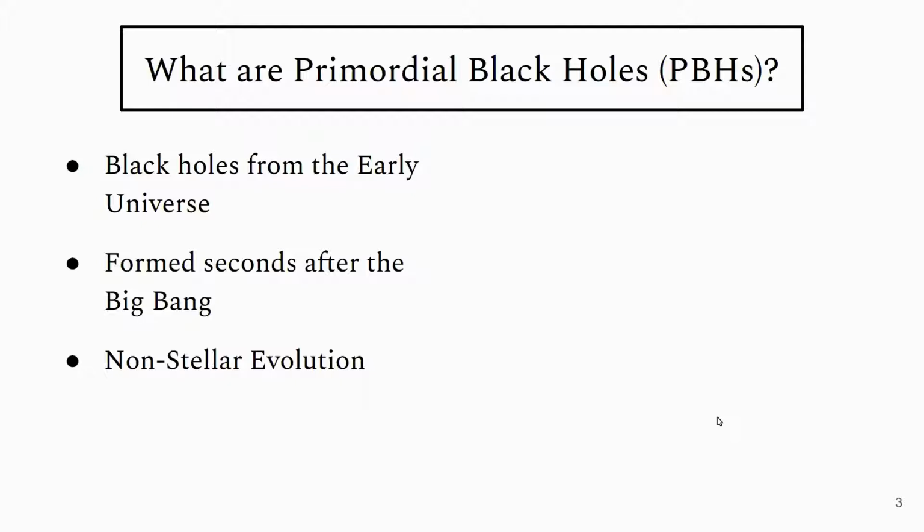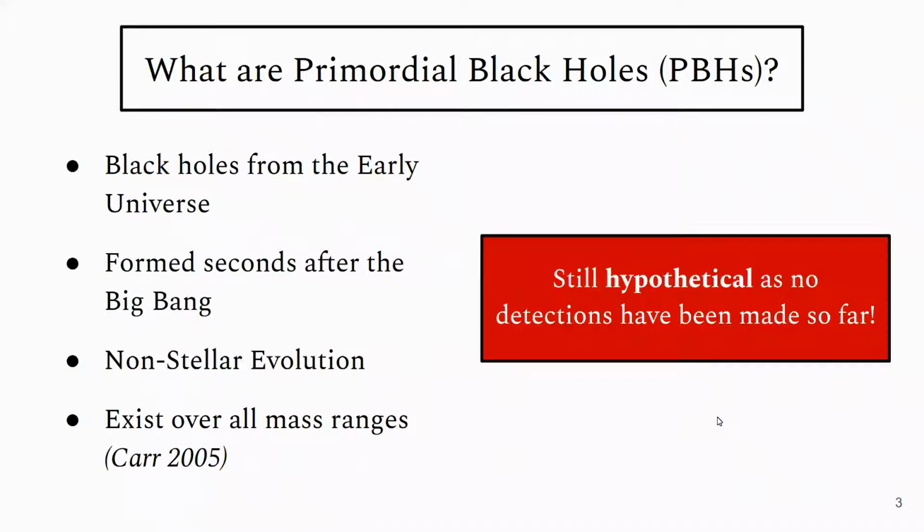Of course, we still don't know the exact theory, and that's what some people are really looking into at the moment. Another interesting aspect, which I'll also mention much later, is the fact that they're predicted to exist over all mass ranges, and this is an interesting point in terms of detection. At the end of the day, these objects are still hypothetical, as no detections of them have been made so far, and that's exactly what we're trying to change.